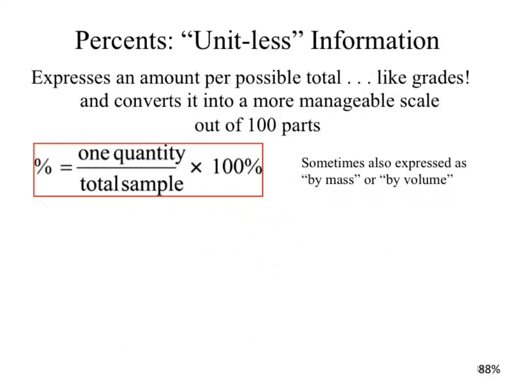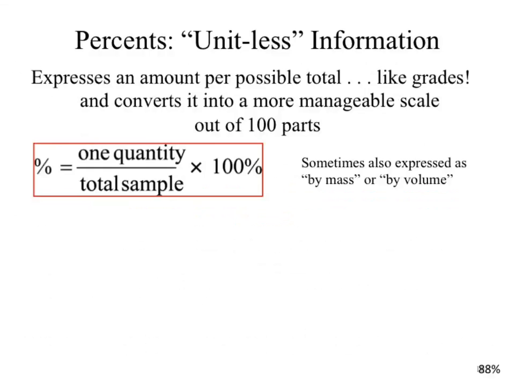So if someone says, oh, that solution is 90% hydrochloric acid, what do they actually mean? Do they mean it's 90% by mass hydrochloric acid? Do they mean it's 90% by volume? You get different results depending on what you're specifying. So when you see a percent, you should also see this by mass or by volume. I believe the standard is by mass.